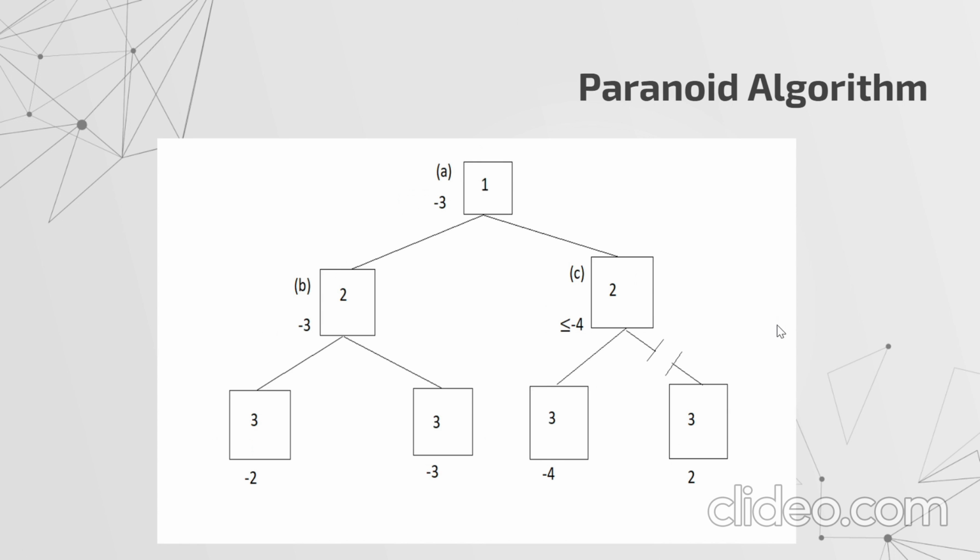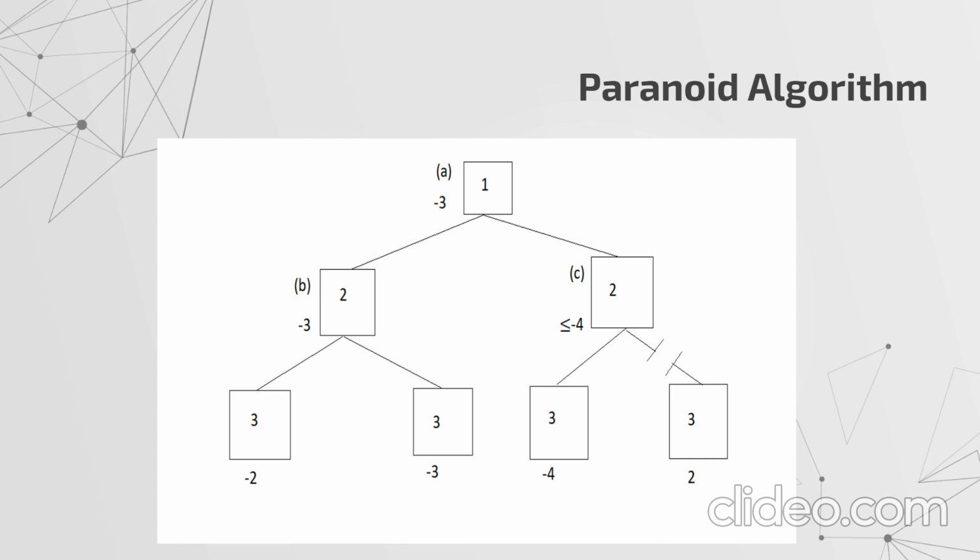Okay, so now the paranoid algorithm. The paranoid algorithm reduces the multiplayer game to a two-player game by making the paranoid assumption. The algorithm assumes that all opponents have formed a coalition against the root player. By doing so, regular alpha-beta pruning is possible. So this leads to a larger search depth.